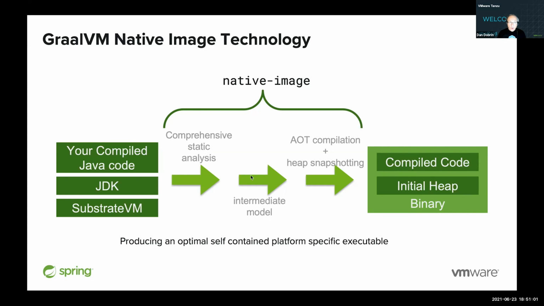Now, in the end, we end up with a binary, which has two parts. One is the compiled code that we can understand, but there's also an initial heap, which is taken via heap snapshotting. So let's understand why. The code part, this is easy to grasp because this part contains all the classes and methods that need to be included in the image because the static analysis found a possible code path to them or their inclusion was pre-configured.